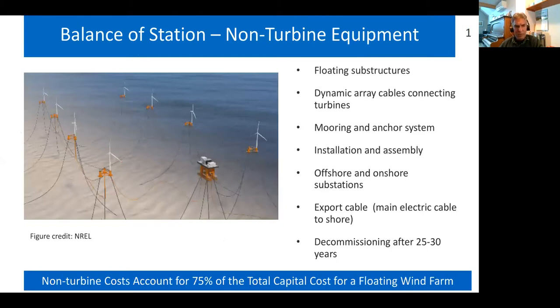So this picture was drawn really for Hawaii, but you can see some of the stuff that's under the water. I'm going to go through a lot of the balance of system, which is basically everything that's non-turbine equipment: the floating substructures, the array cables, the mooring system, installation and assembly ports that I'm going to talk about a little bit, substations, export cables, and then life expectancy, which keeps increasing as we get more confident, but decommissioning after 25 to 30 years, maybe, or repurposing. So we'll see. But about 75% of the cost comes in this balance of system. Next slide.